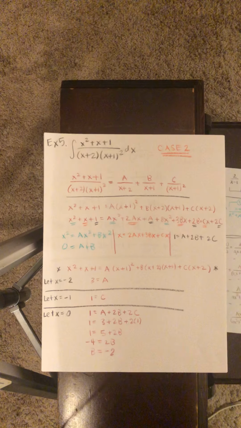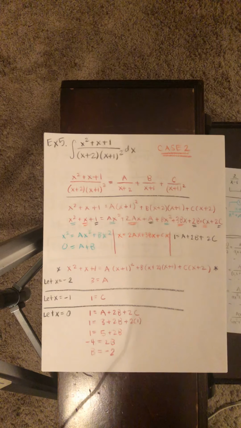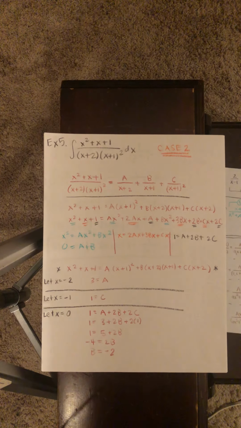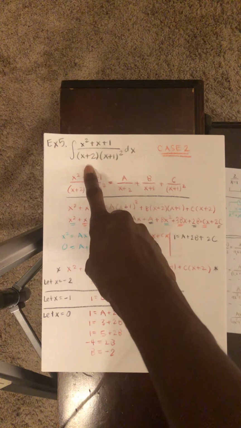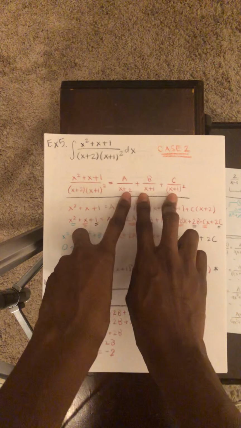Alrighty, so for example 5, we're using case 2. Again, we have linear expressions, and we also have some repeats, right? So essentially we'll do the x plus 2 for 1, then we'll do x plus 1 to the first and x plus 1 to the second. So that's where this is coming from, okay?